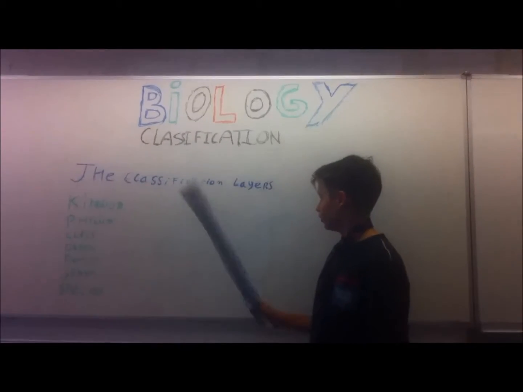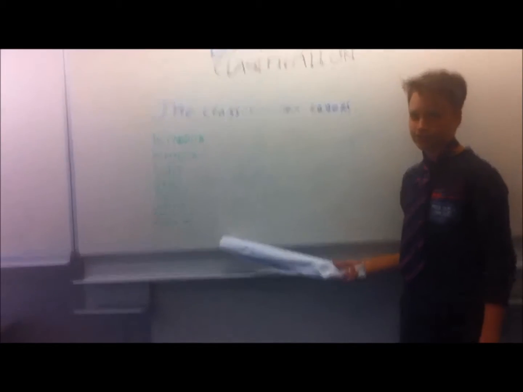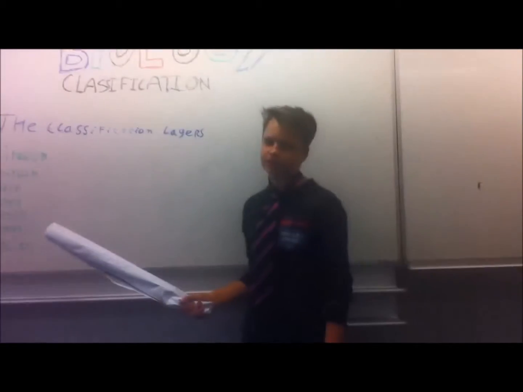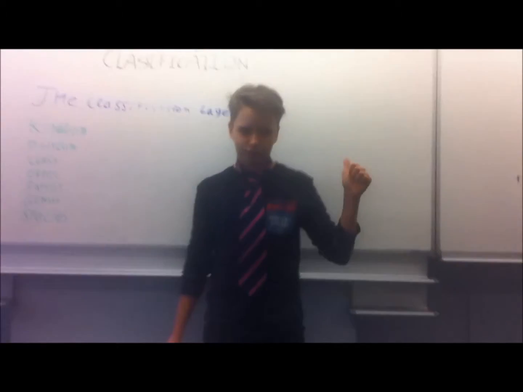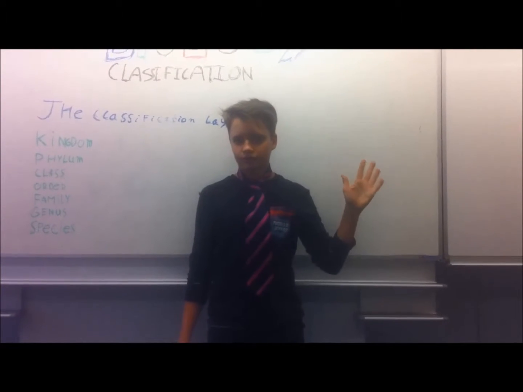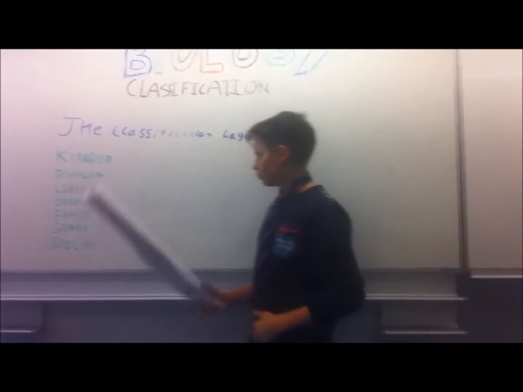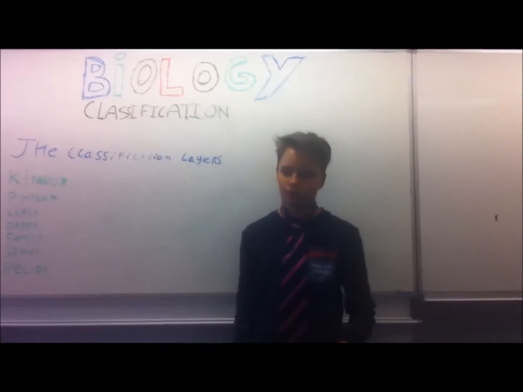I'm going to talk about the classification layers. So, the way you have to classify a living organism. There are 7 layers. These: kingdom, phylum, class, order, family, genus, species. The first one is kingdom. There are only 5 kingdoms: the animals, the plants, the fungi, the protoctista, and the prokaryotes. These are only 5, but the ones beneath have more and more of them, so we won't name them all.